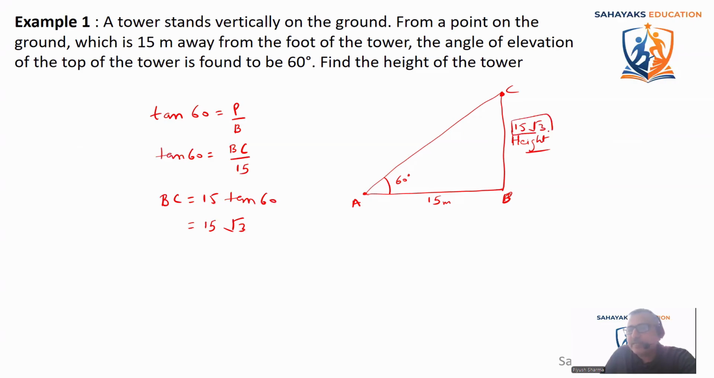You don't have to multiply 15 with the value of root 3. In case they have given the value of root 3, if they say that root 3 is equal to 1.732, in those cases you multiply. If it is not given, then you can write the answer as 15 root 3 and that will be your final answer, 15 root 3 meters. Please write the unit of it. Without the unit, the answer will be incorrect. Unit is something which is mandatory to be written. So we could find the height of the tower. Height is 15 root 3 meters.